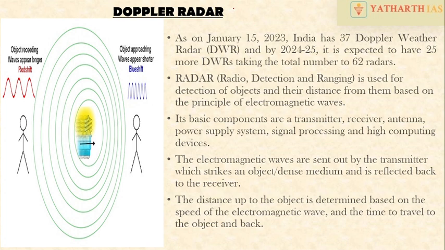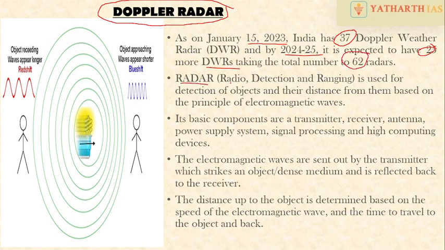The next topic is Doppler radar. As of January 15, 2023, India has 37 Doppler weather radars, and by 2024-25, it is expected to have 25 more DWRs, taking the total number to 62 radars.